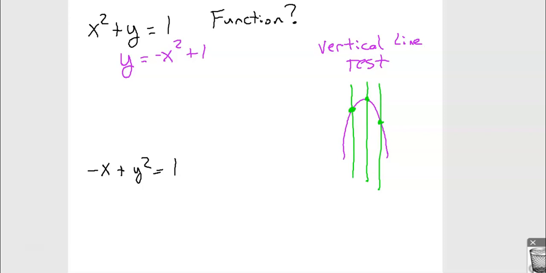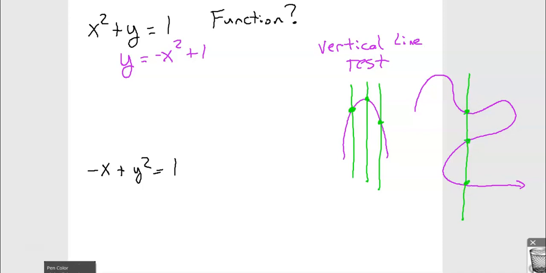If you happen to have a graph that looks like this, and then this, and then this, whatever it looks like, and you draw a vertical line, notice it crosses at more than one spot. So this is not a function. That's something you can always tell if you look at the graph. Again, does every x have just one y value?